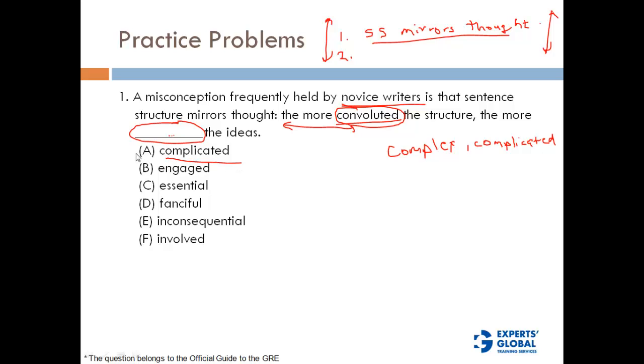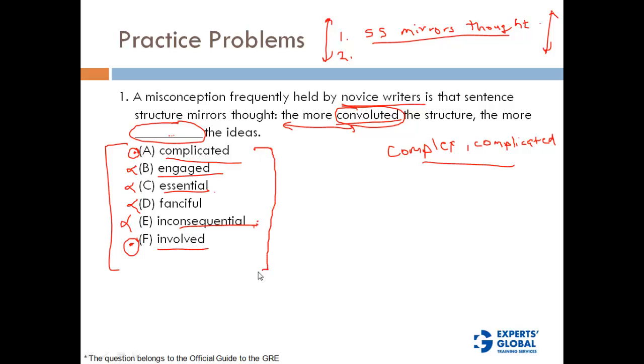Complicated, right on the spot. Engaged, no, we are not talking about engage or engaging, so that is not correct. Essential does not mirror convoluted. Fanciful does not mirror convoluted. Inconsequential, in fact it's a negative word. Consequential, we need a word that is something like complex, complicated, we don't need it. Involved, so involved is the correct choice because involved means complex, so we keep this choice. Now we have only two choices that we have selected and both of them have to be synonyms. So complicated and involved are synonyms in this context, so we'll go with answer A and F.